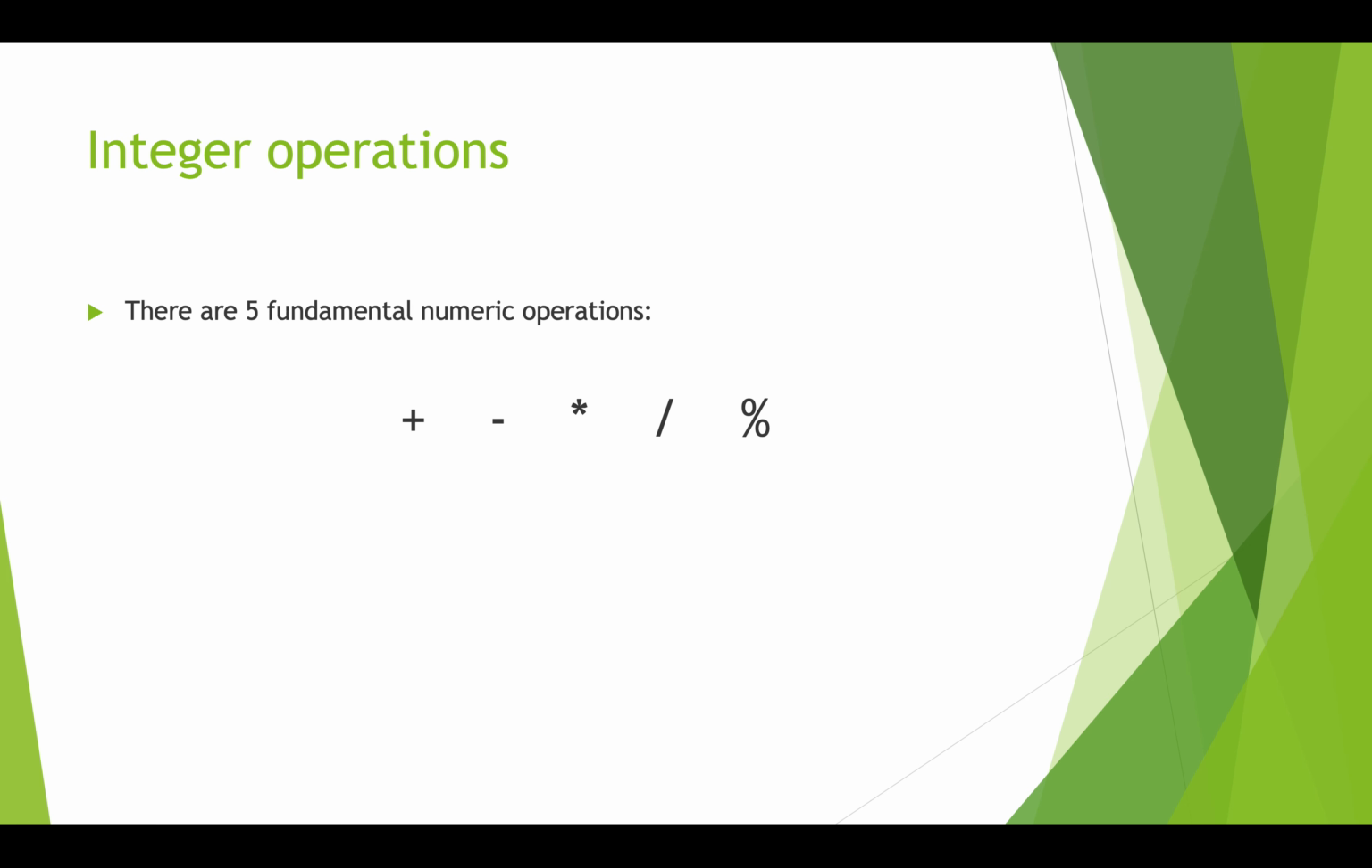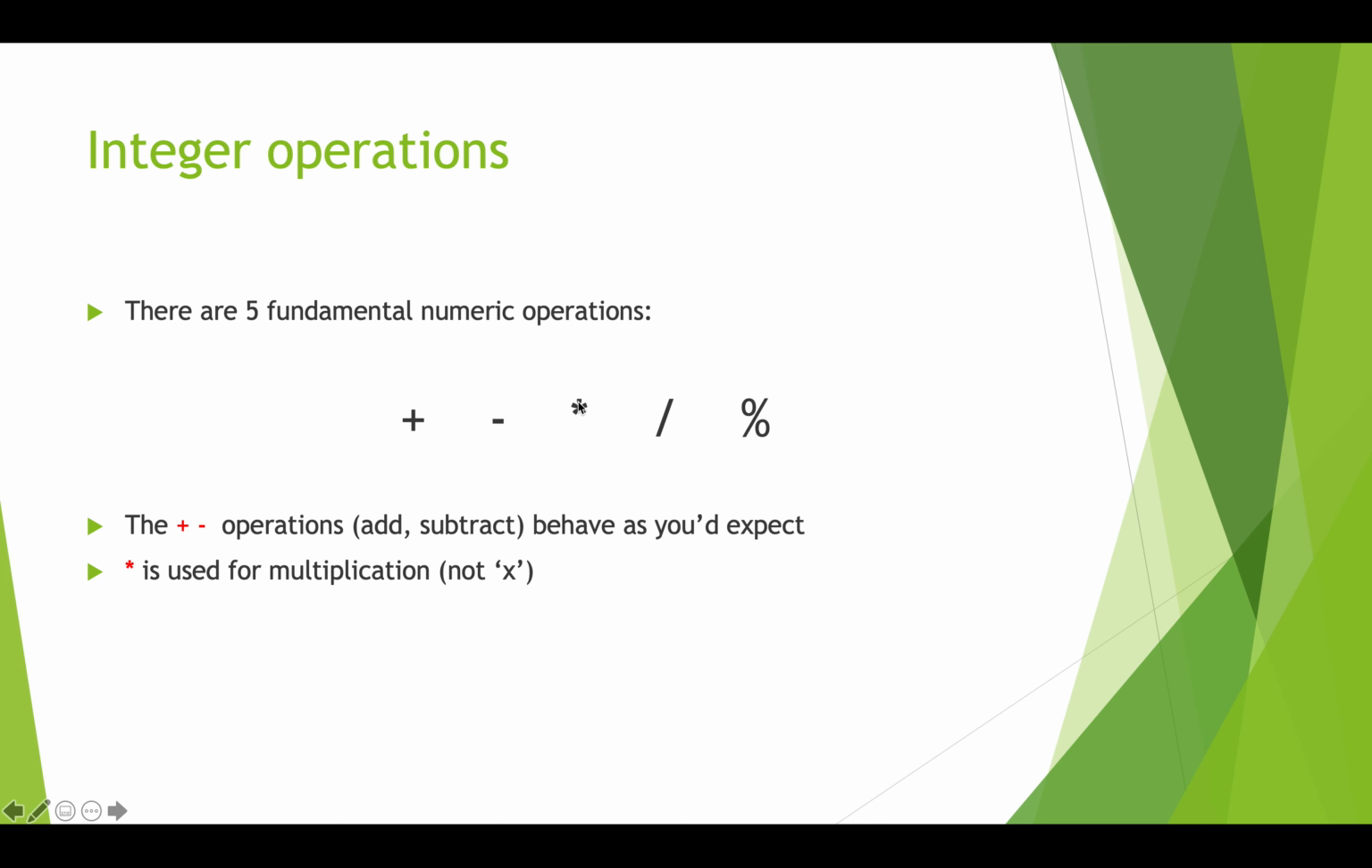In terms of operations, when we have integers, the basic operations that we can use are plus, minus, multiply, divide, and remainder. Plus and minus work exactly as you would think that they work. In programming, we're going to use the star or the asterisk sign for multiplication, so you don't use an X. Division and remainder are a little bit different than what you might be used to from math, so they need more explanation.